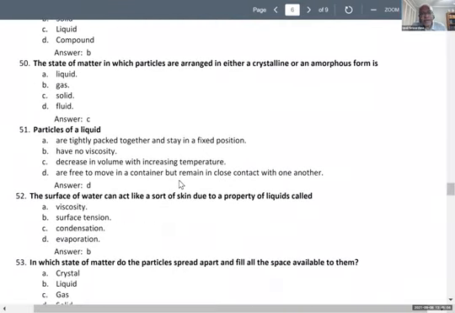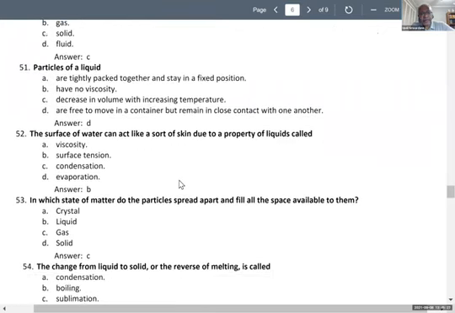The state of matter in which particles are arranged in either crystalline or amorphous form is solid. They are crystals or amorphous solids. Particles arranged are either crystalline or amorphous. Crystalline is a solid.